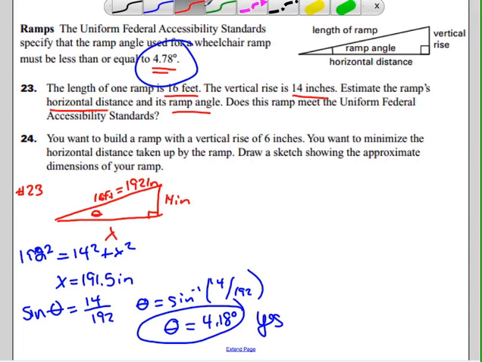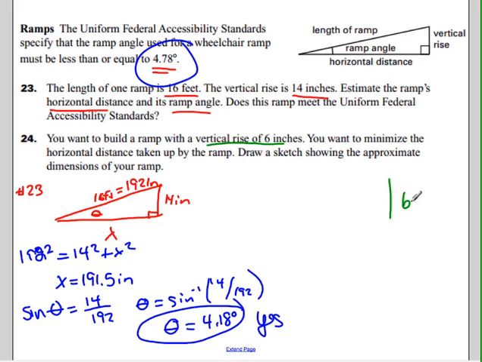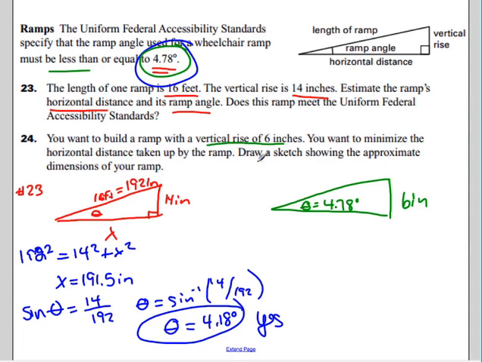Part 2 here asks us, let me switch colors again. Part 2 says you want to build a ramp with a vertical rise of 6 inches. So this part here is 6 inches. You want to minimize the horizontal distance taken up by the ramp. So as we build this ramp, we want to minimize this. So our angle theta is probably going to be this 4.78 degrees, because if it's any less than that, we're actually going to have more horizontal distance.